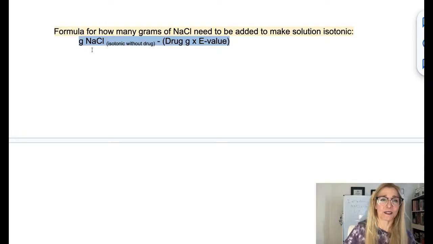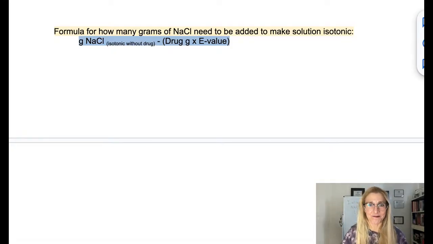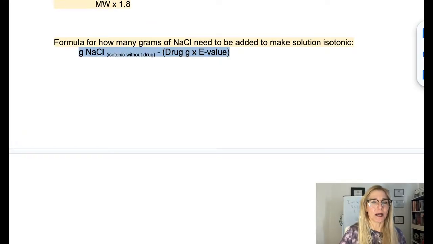So the first grams of sodium chloride is saying this is how many grams of sodium chloride are needed to make 60 mLs isotonic if we had no drug whatsoever. Then the drug in grams times E value, the answer to that would be its sodium chloride equivalent. We now can subtract it out and make room for the drug. The answer that we get would be the amount of grams of sodium chloride that need to be added to make the solution isotonic. Okay, let's go back.